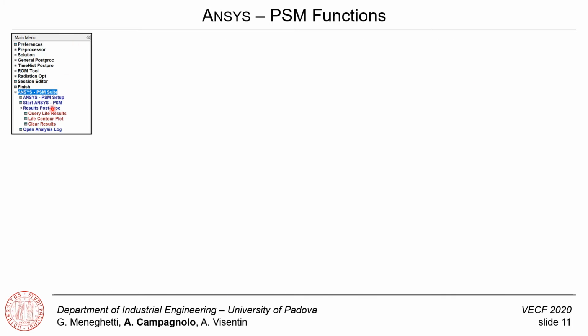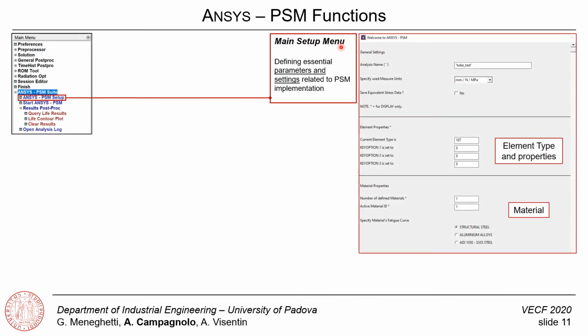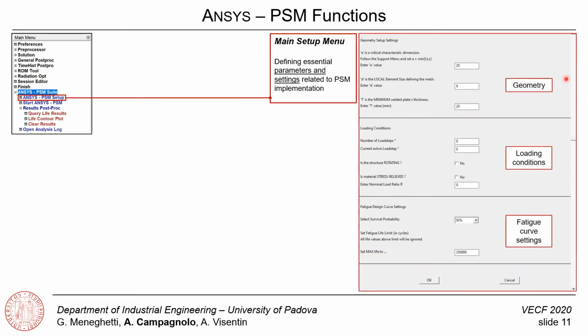The ANSYS PSM app presents a main setup menu through which the user can consult and define essential parameters and settings, such as element type and referred material. Geometrical parameters include the characteristic size A and element size D, while other settings include loading condition and fatigue curves.